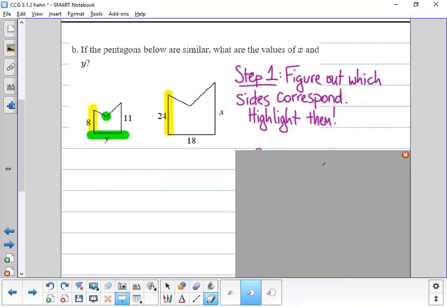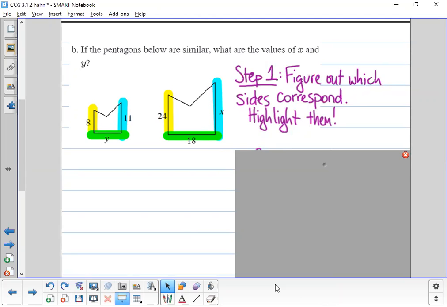So I am going to highlight that in green, and then I'm going to highlight in green on the other shape the side that's across from that indent, and that would be this one, 18. And then 11 is going to go with X. So my first step is to match up the sides.